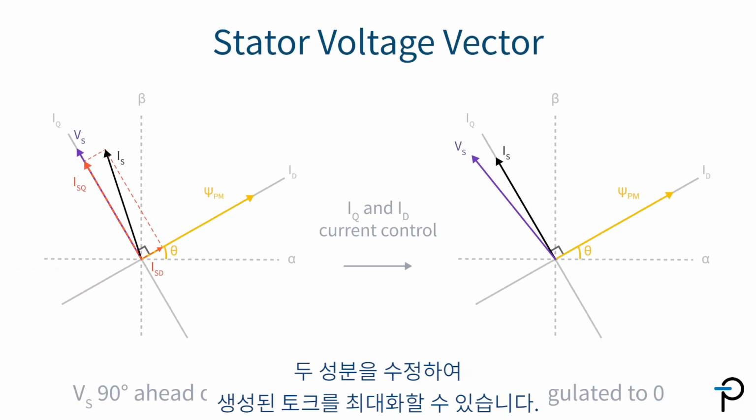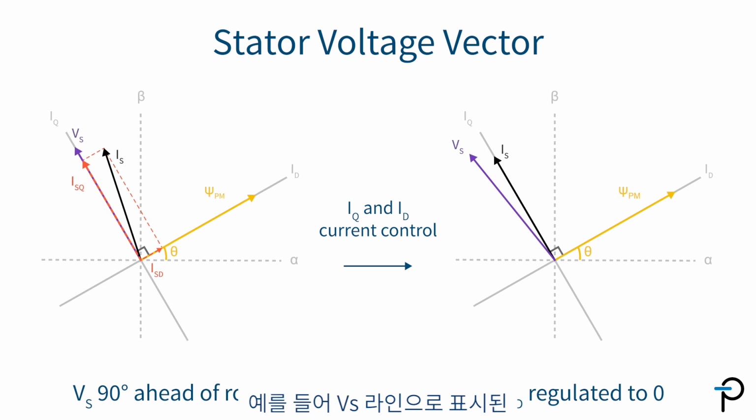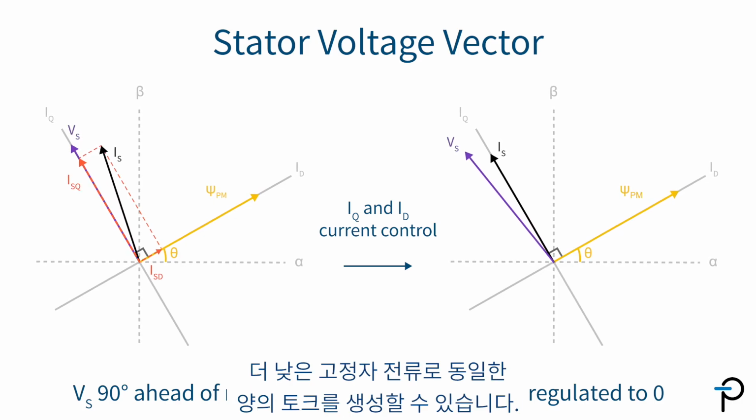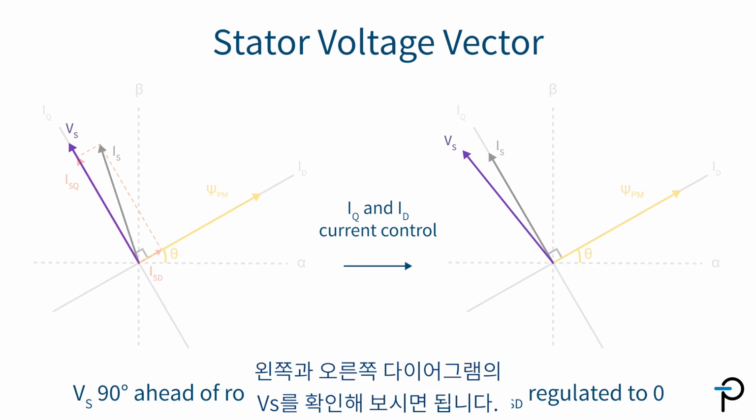We can modify the two components to maximize the torque produced. For example, the magnitude and orientation of the stator voltage vector, represented by the VS line, can be adjusted so that we can have the same amount of torque produced with lower stator current. You can see this by checking the VS line on the left and the right diagram.